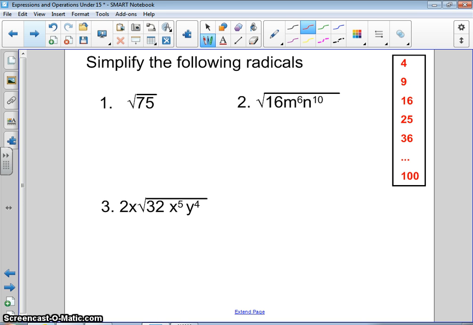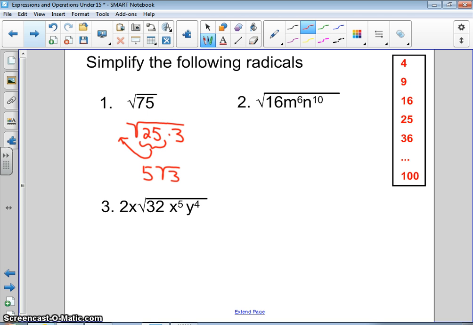So what's the biggest number from that list over there that goes into 75? It's going to be 25. 25 times 3 is equal to 75. 25 is important to me because I know that the square root of 25 is 5, so the final answer is 5 square root of 3. I'm looking for numbers that I can take the square root of and factoring them out.